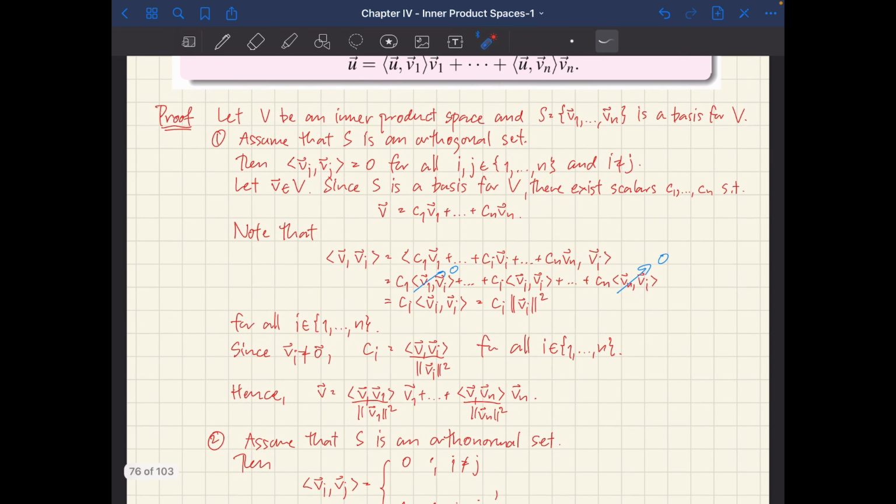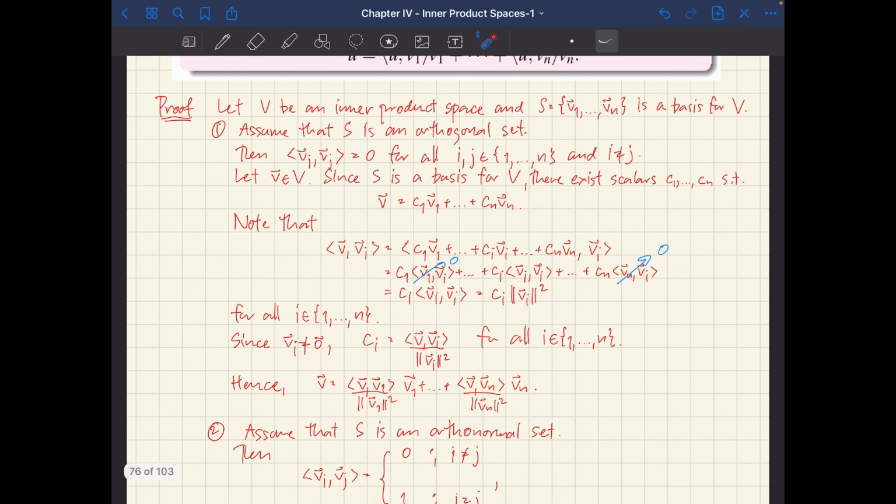Since an orthogonal set does not contain the 0 vector, we can show that ci is equal to the inner product of v and vi over the norm of vi squared. So this is true for all i. Okay, so that's why we obtain this formula.